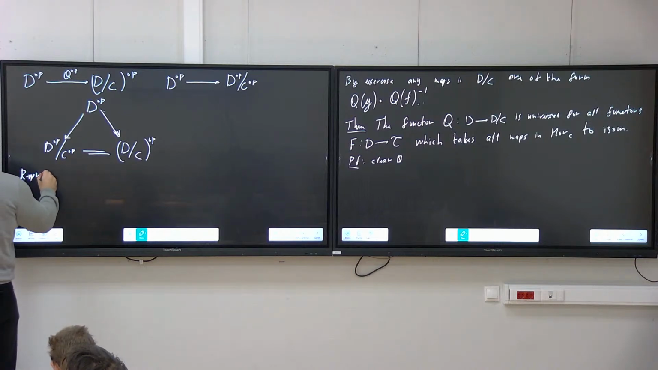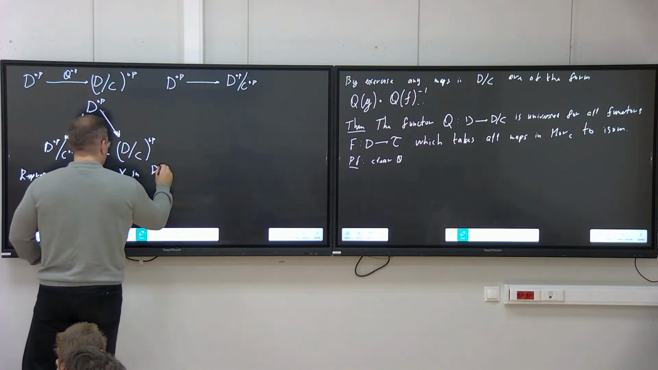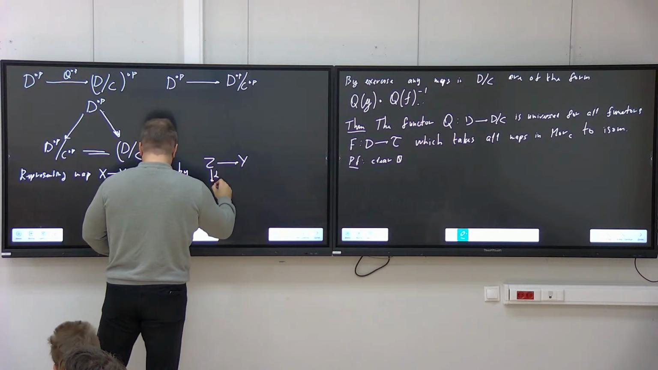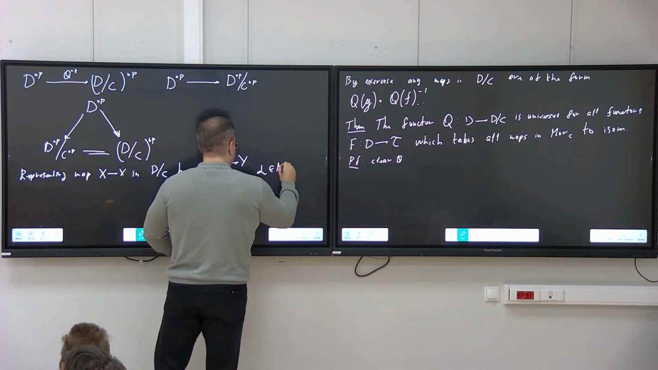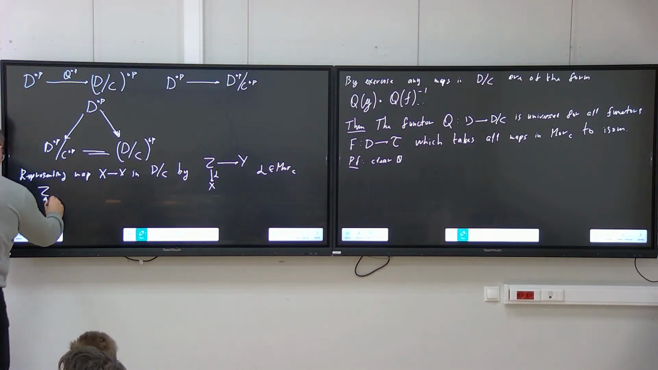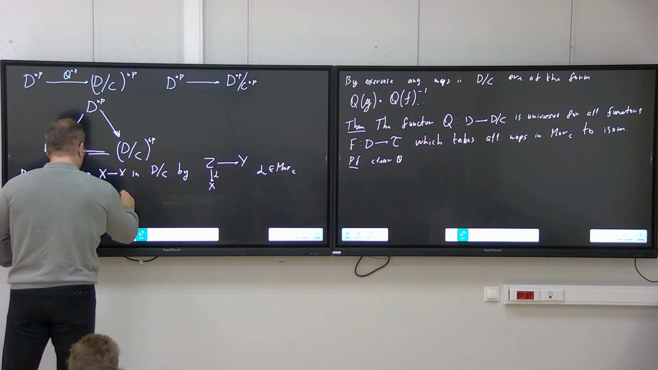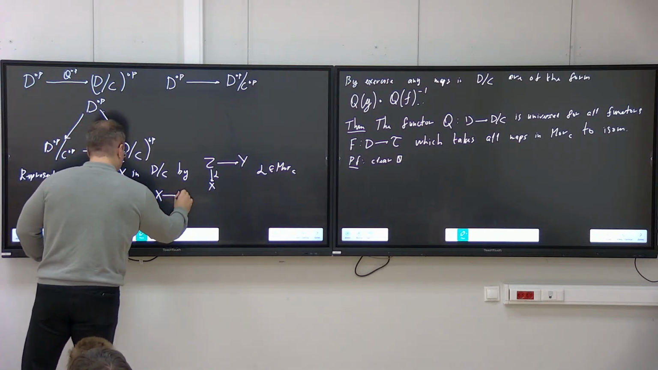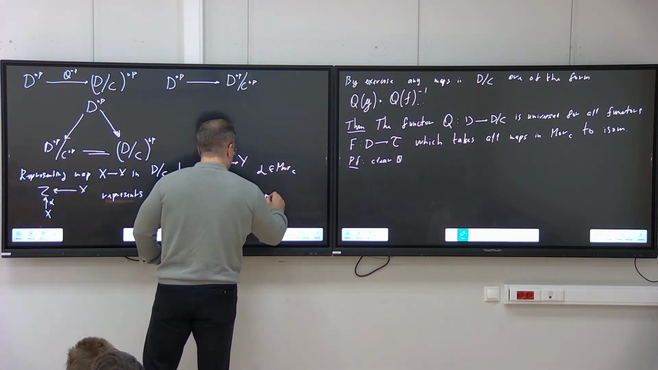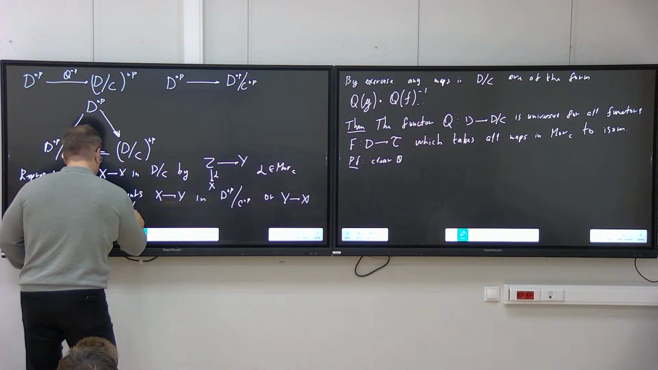Representing a map from X to Y in the D mod C by our standard roof, say Z, Y, some map alpha, X, and this alpha is in the more C. If we invert all the arrows, then this represents a map X to Y in D opposite modulo C opposite, or, by what we just showed, a map from Y to X in the D mod C.